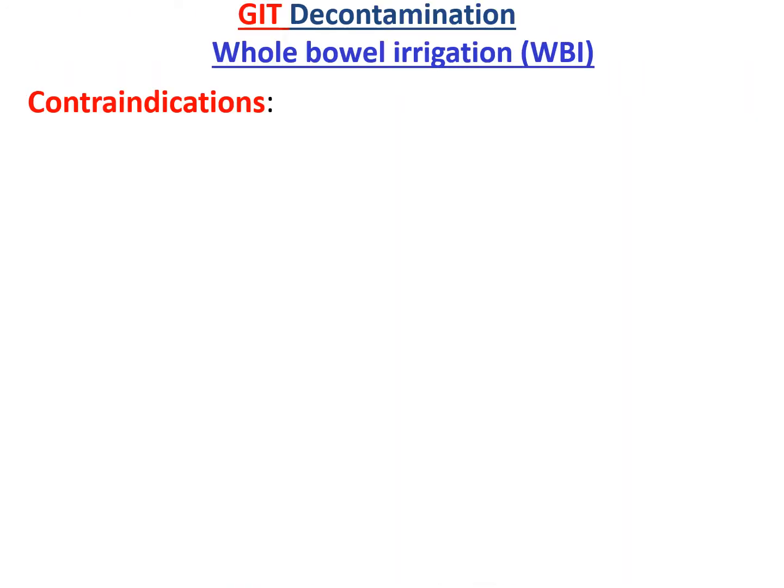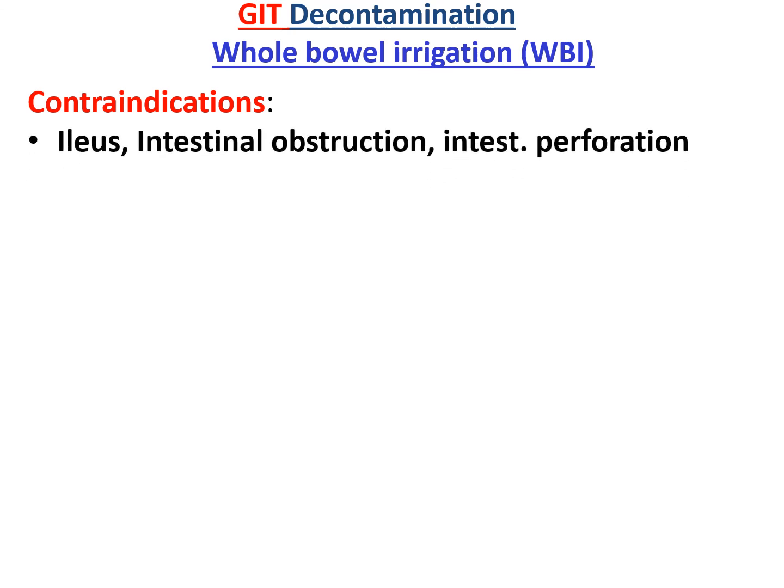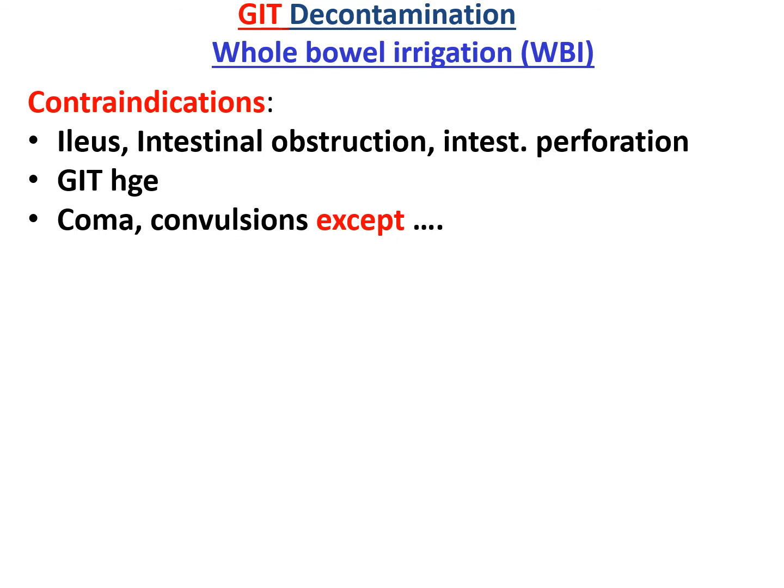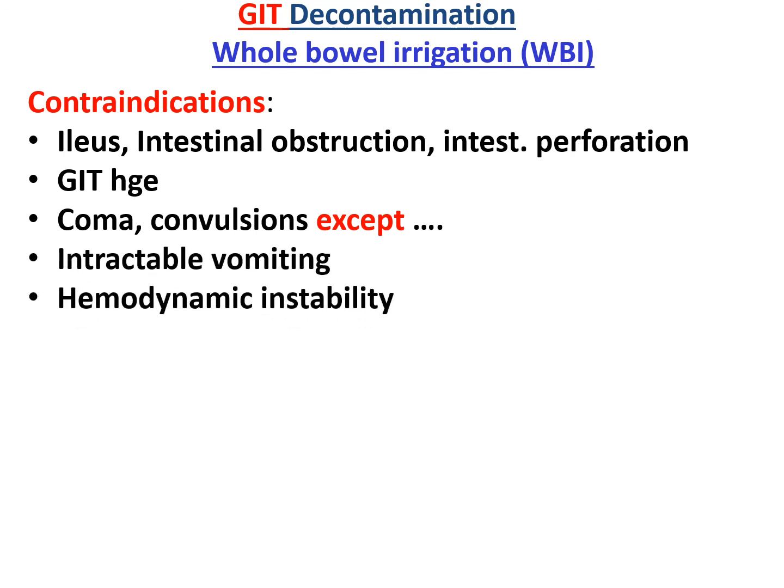Contraindications for whole bowel irrigation include any problem in the intestinal tract, like intestinal obstruction, perforation, paralytic ileus, or gastrointestinal hemorrhage. Also, whole bowel irrigation is contraindicated in a comatose patient, except if I protected his airway by a cuffed endotracheal tube. The same applies in case of convulsions. I have to control convulsions first with their treatment, then do whole bowel irrigation. Intractable vomiting and hemodynamic instability are also contraindications for whole bowel irrigation.